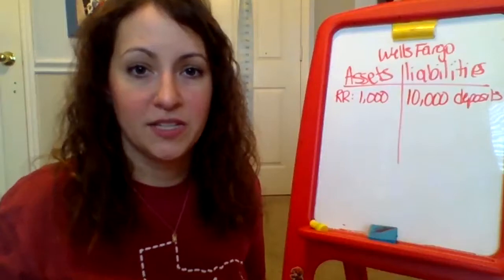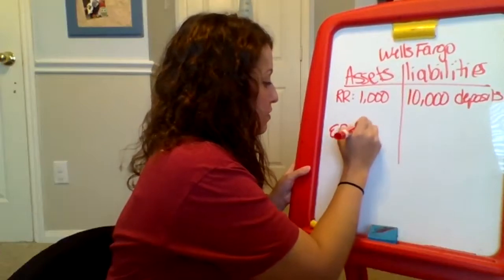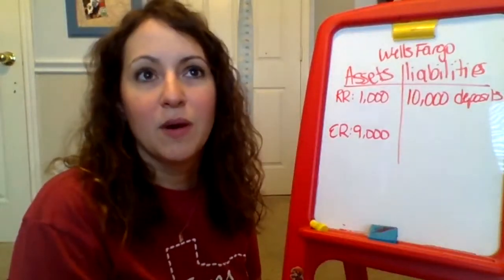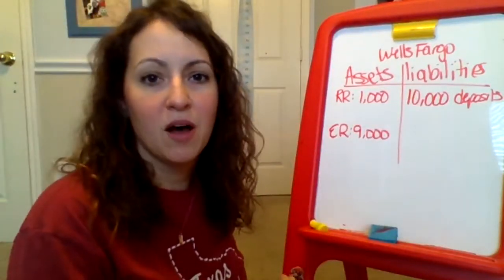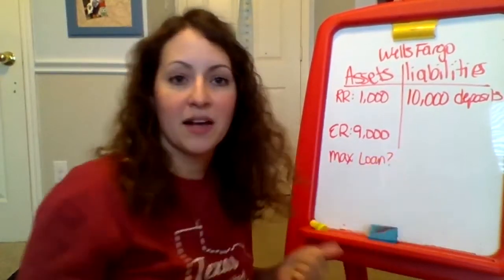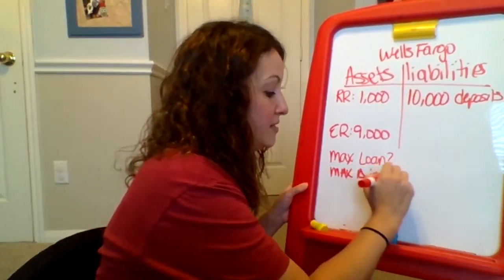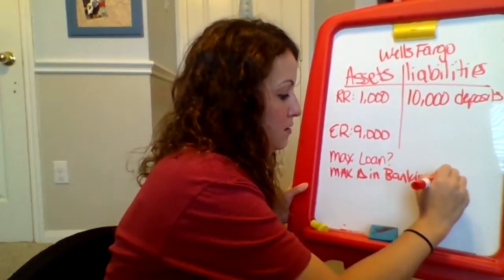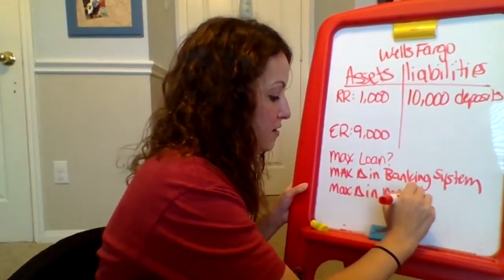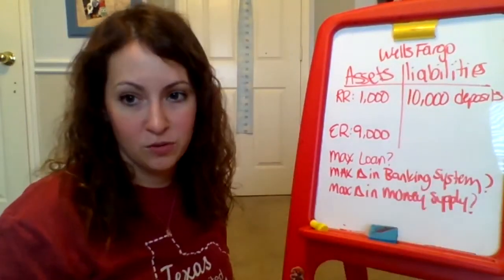Okay, if that's the only thing that's happening, the other $9,000 is going to be in excess reserves. And this bank is balanced. So you might have questions like, with this $10,000 deposit, what is the max that they can loan? What's the max change in the banking system? And what's maybe the max change in money supply? Those are 3 separate questions, and they can ask all 3 of those.